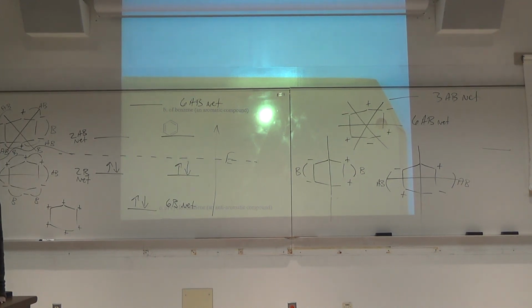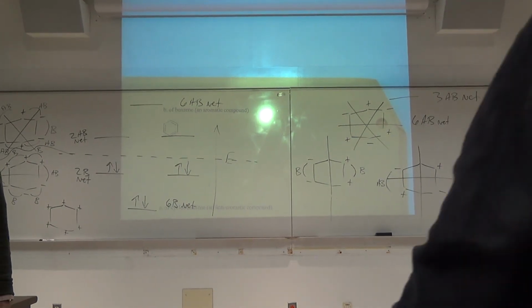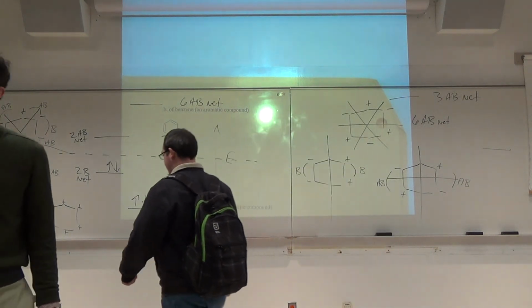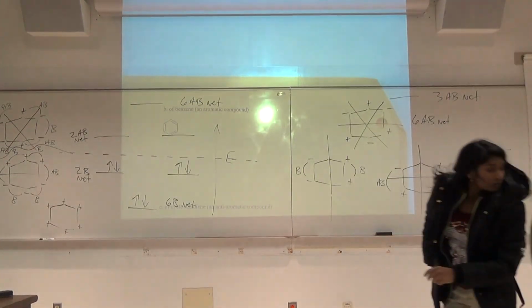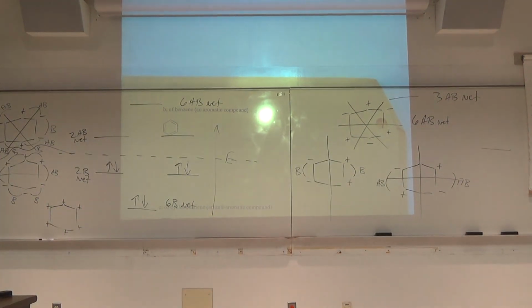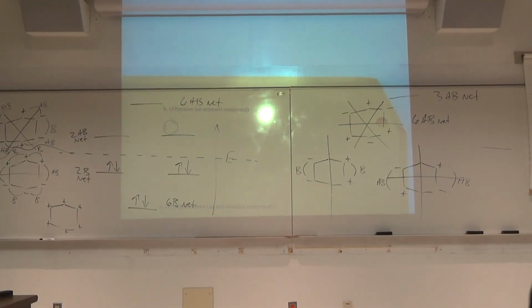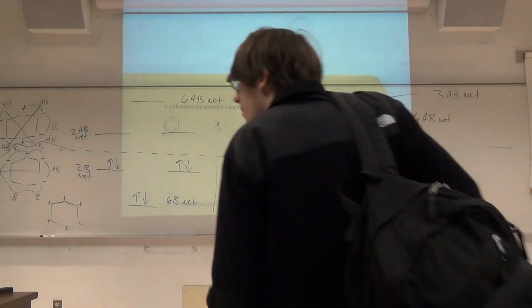Please try to do an MO for cyclobutadiene. There's directions with the key. And we'll look at cyclobutadiene next time. That was the square, right? Yeah, cyclobutadiene. It's a square shape. We'll summarize this on Friday.